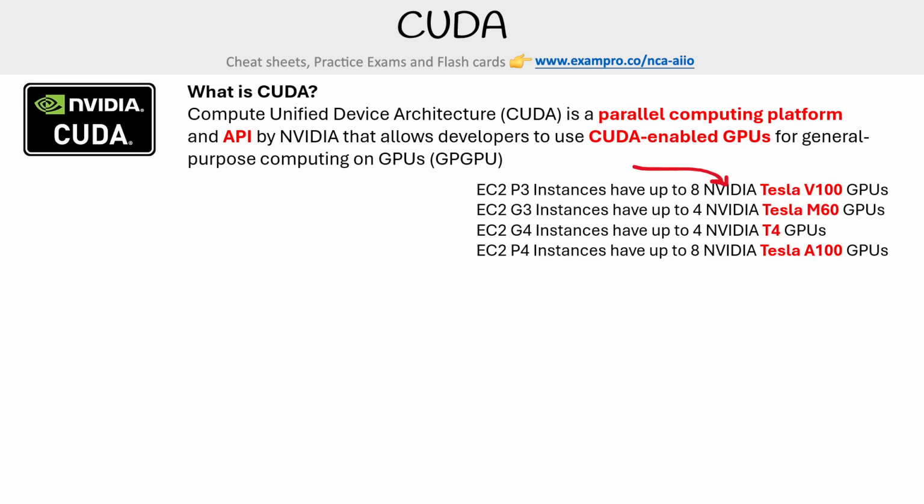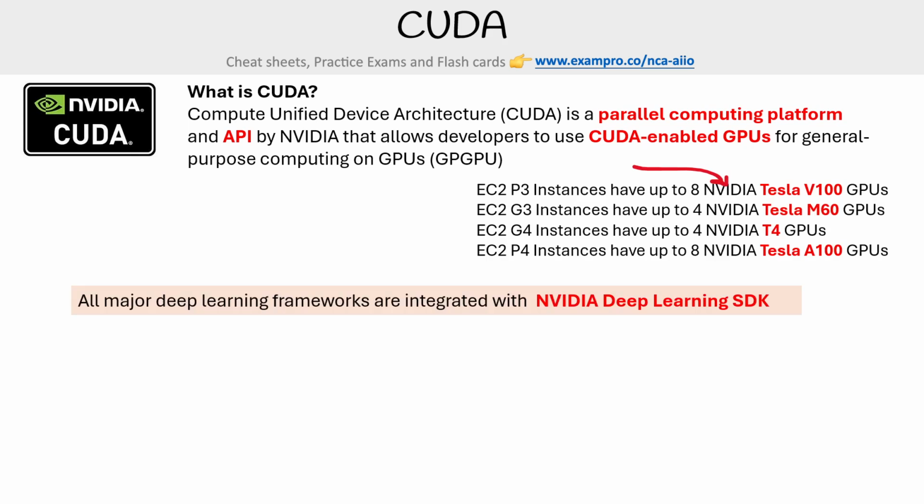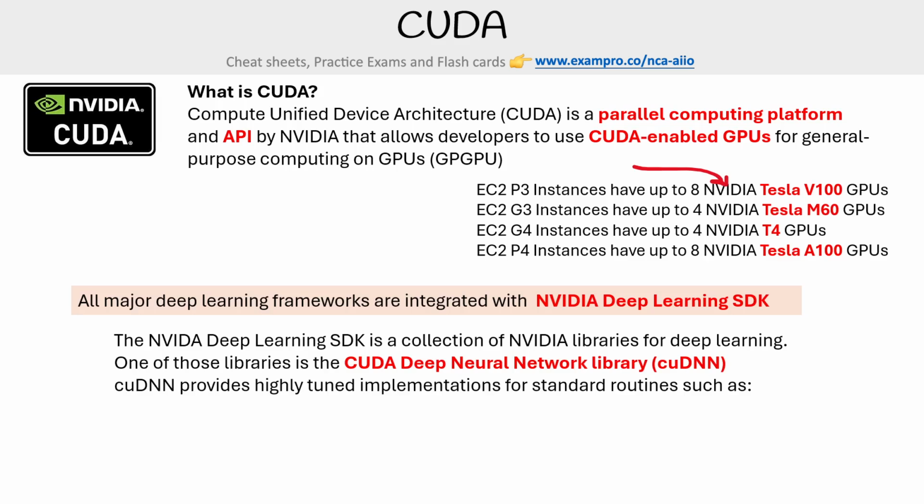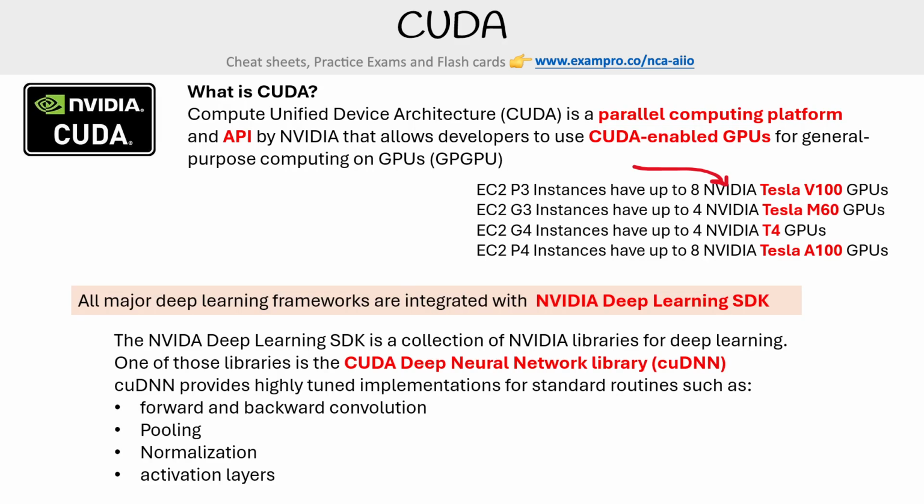Here are some examples. If you know AWS, here are some examples of NVIDIA graphics cards that you could access in the cloud, like Tesla V100, M60, T4, A100, things like that. All major deep learning frameworks are integrated with the NVIDIA Deep Learning SDK, which is a collection of NVIDIA libraries for deep learning. One of those libraries is the CUDA Deep Neural Network Library, so cuDNN. cuDNN provides highly tuned implementations for standard routines such as forward and backward convolution, pooling, normalization, and activation layers.